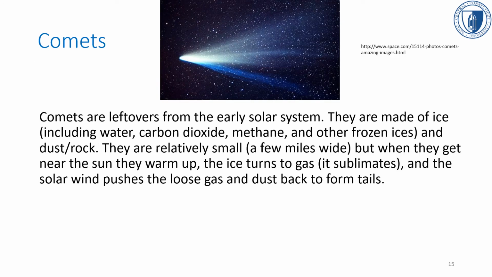Comets are sort of dirty snowballs. They're made out of ice, some drinkable, edible ice, some poisonous ice, and dust, and they're relatively small, a few miles wide. When they're in the outer solar system, they stay nice and frozen and boring, but when they get near the sun, they sort of wake up. The ice turns to gas, we say it sublimates, and the influence of the sun pushes these loose particles back, forming something like a windsock, like a tail.